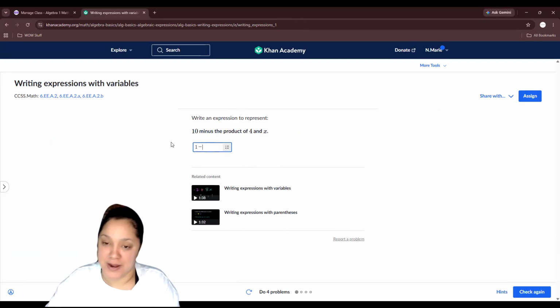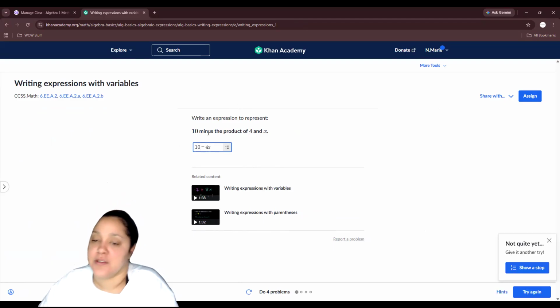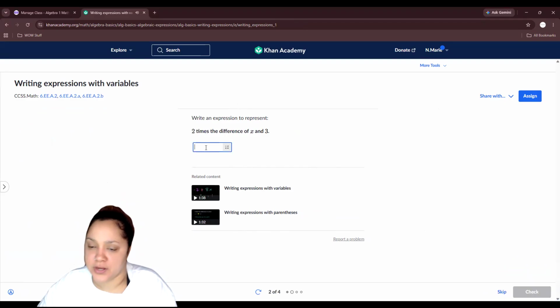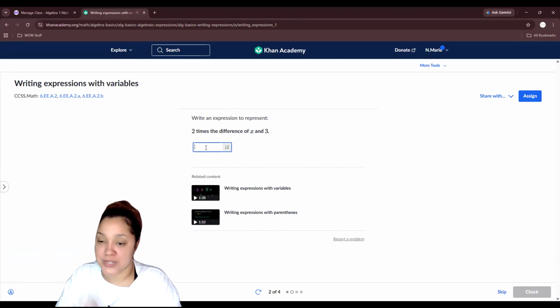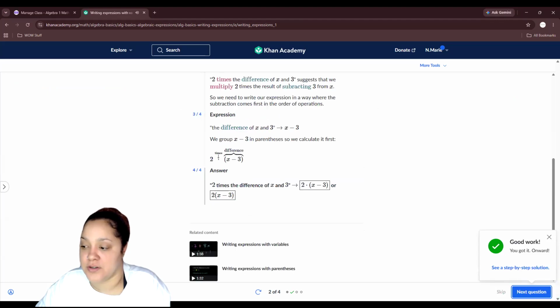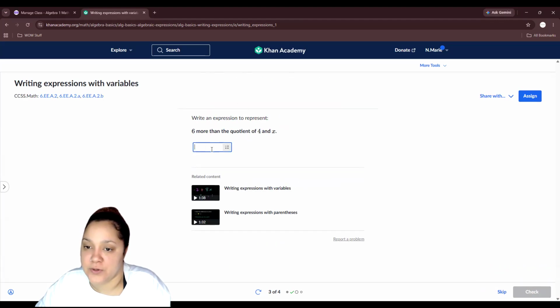Oh, sorry. D minus the product. So it should go in this order. D minus the product of 4 and x. I don't know. Sometimes it's marking it weird. Okay, 2 times the difference of x minus 3. So I can put these in parentheses since we're multiplying it by the difference of x minus 3. And you can see they did the same. So kind of know when you should have parentheses and when you shouldn't.